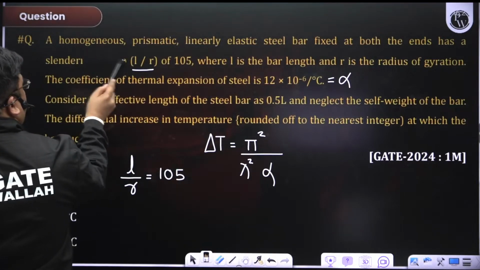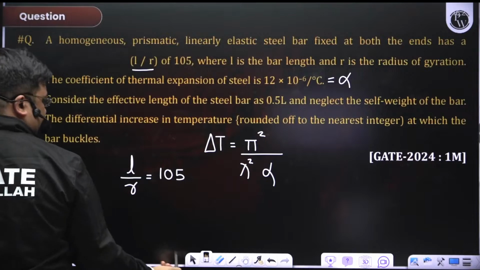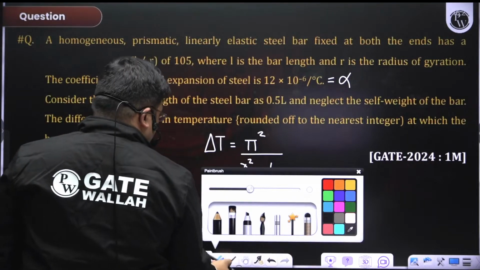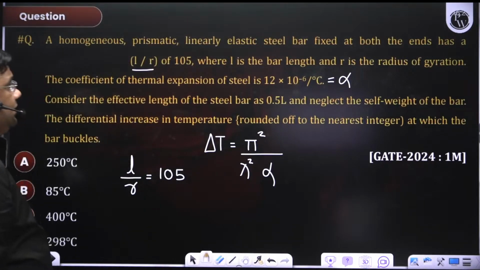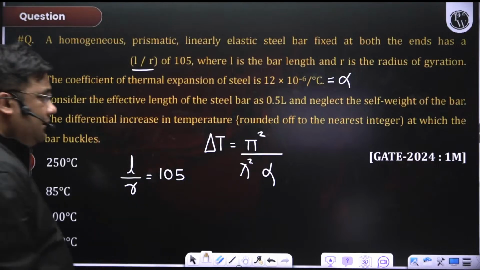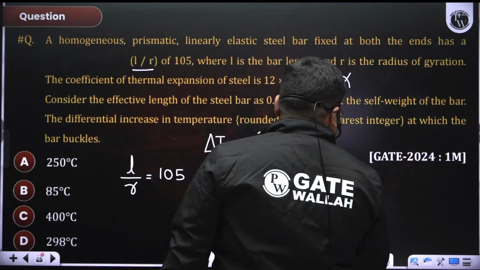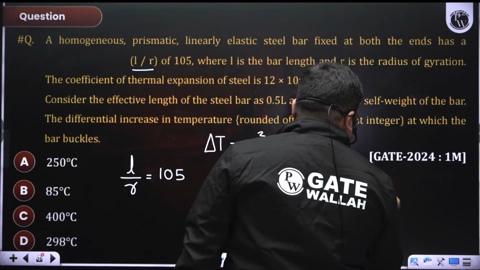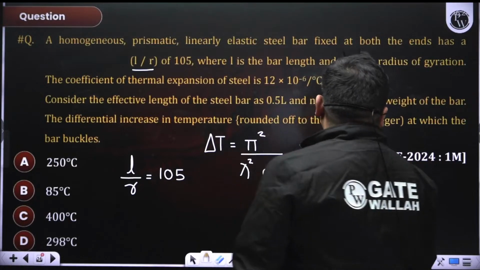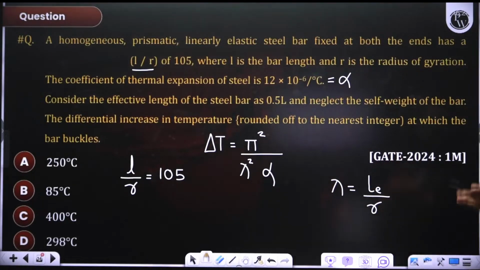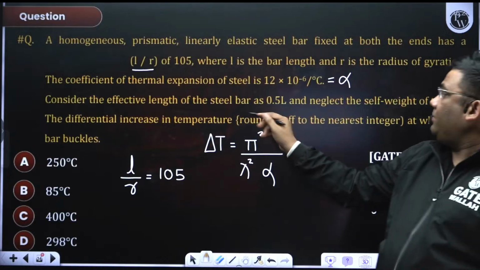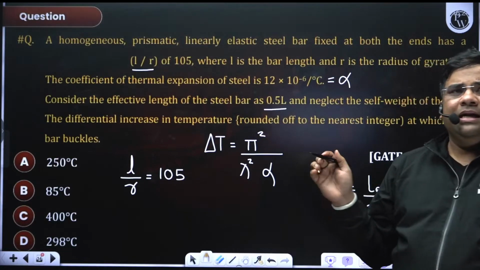Okay. L by R is given as 105. But L by R is not the slenderness ratio, right? Because L is the bar length. What is slenderness ratio? Slenderness ratio is the effective length divided by the minimum radius of gyration, or the radius of gyration in general. Now see what is given. The effective length of the steel bar is 0.5 L. It should be 0.5 L.